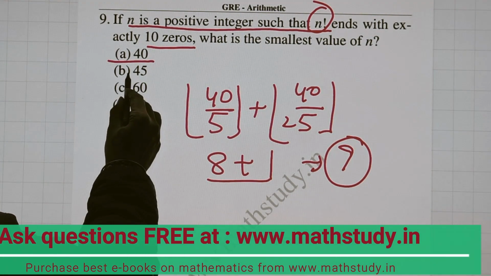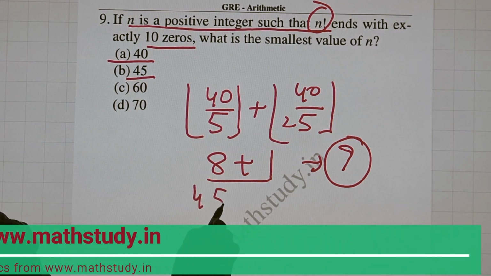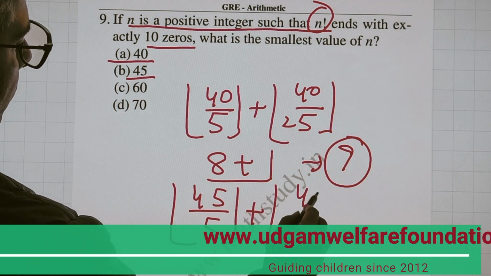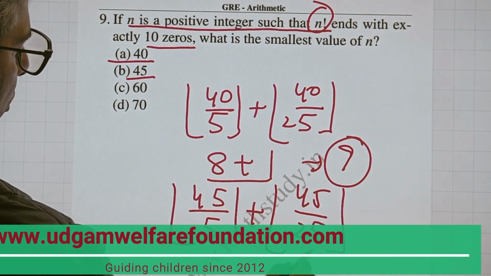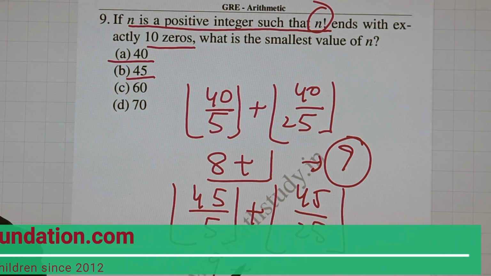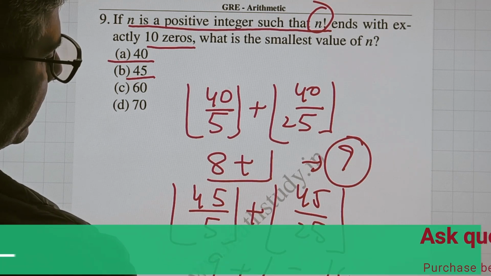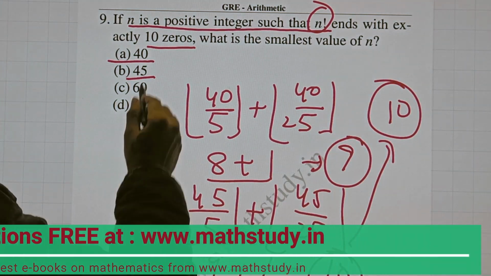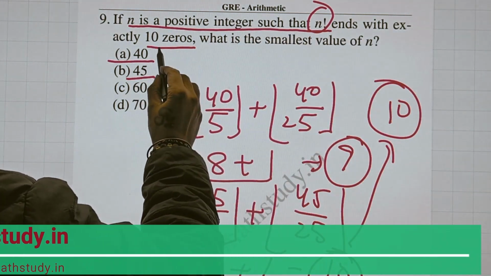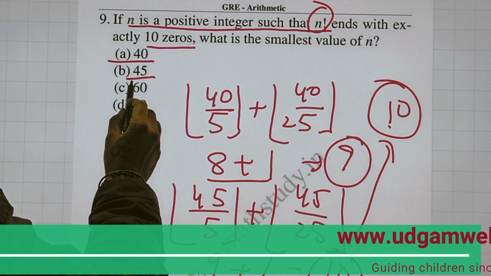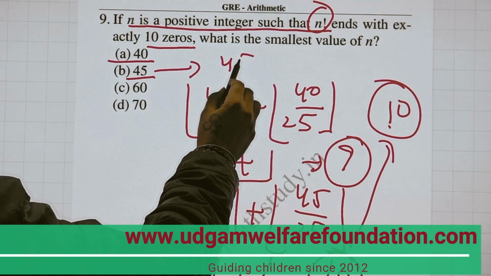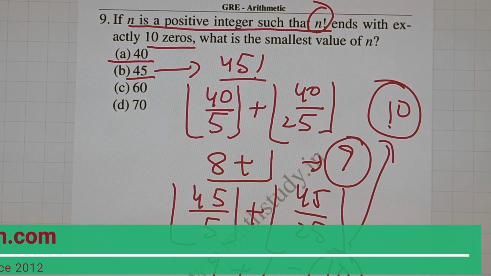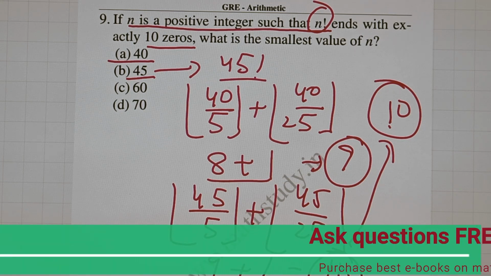Now the next number is 45, so again we try this. 45 divided by 5 plus 45 divided by 25. 45 divided by 5 will give you 9, and here you are going to get 1. So 10, and our requirement is 10 only. The question states n is a positive integer so that n factorial ends with exactly 10 zeros. So 45 factorial is going to give you 10 zeros after expansion. I hope this concept is clear, and it is a very interesting concept.